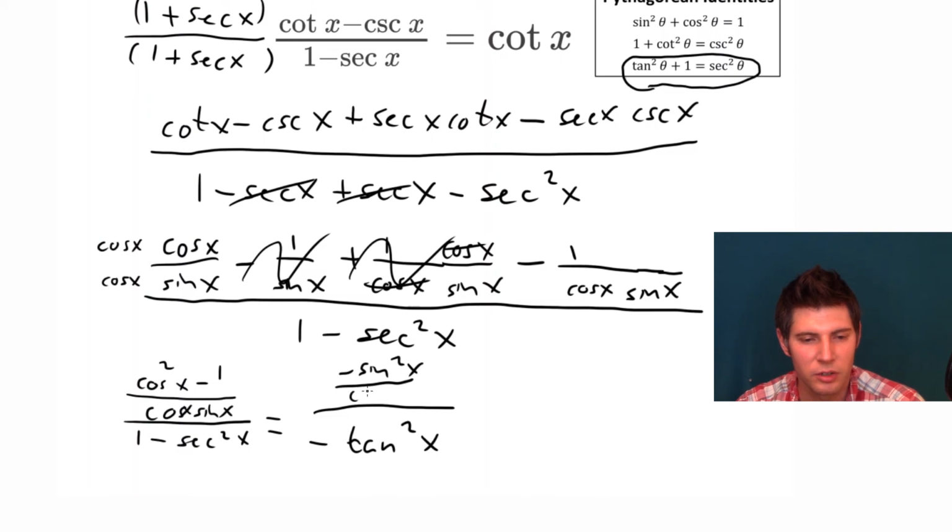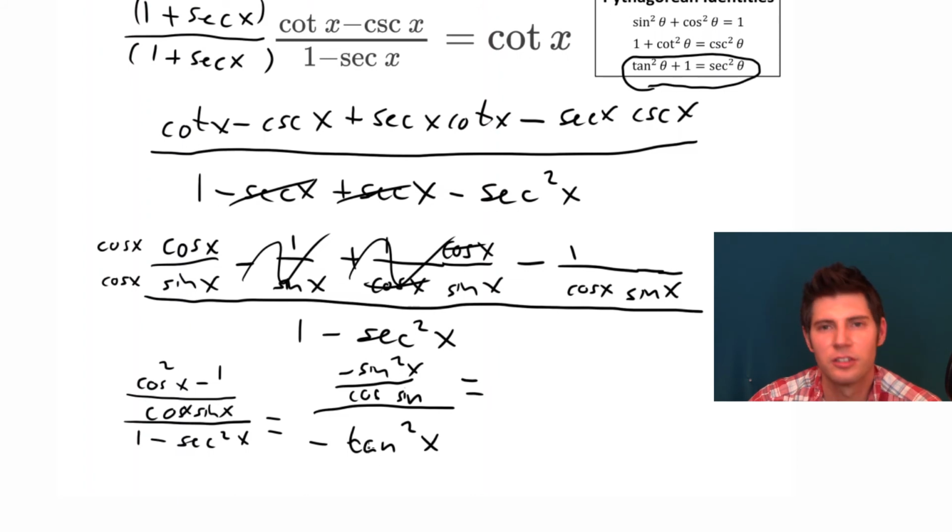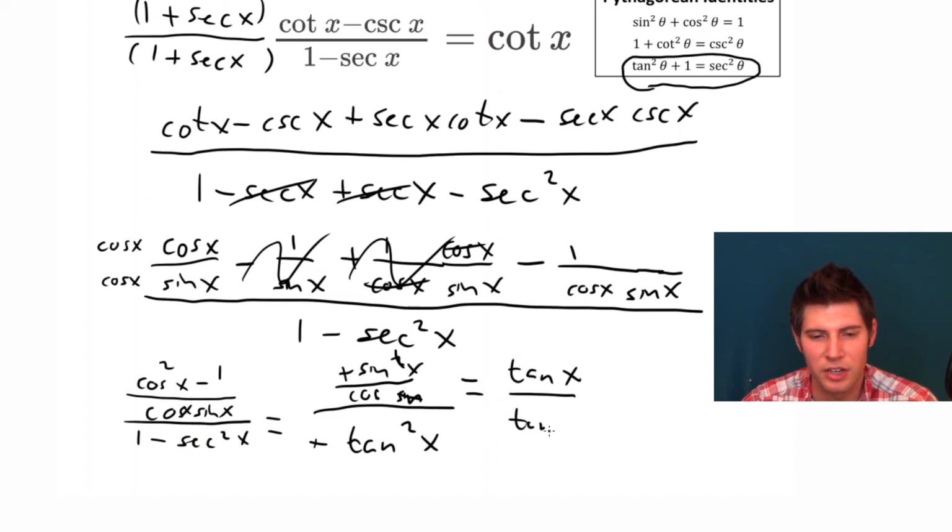And then we still have the cosine sine. So we'll just simplify this one step at a time. The negatives are going to cancel, so they'll both become positive. And then this sine is going to cancel with that sine. And so basically we have a sine over cosine. So on top we have a tangent of x. And on bottom we still have this tangent squared of x.